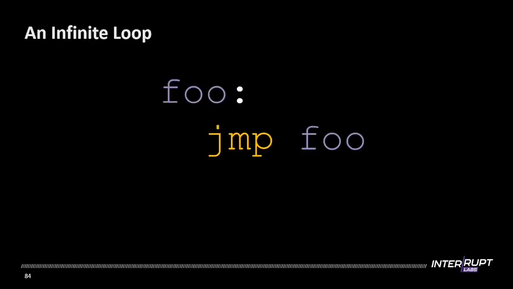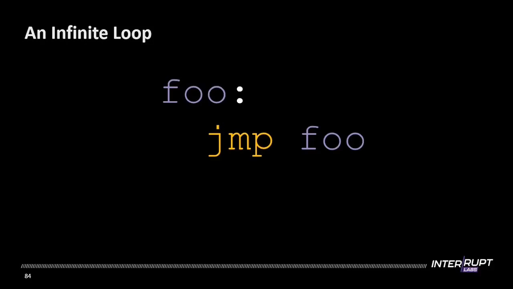Alright, on to control flow. So here's the infinite loop example in x86-64. Things work very similarly to ARM64. It's just that the instruction to go to a label is JMP for jump rather than B for branch.